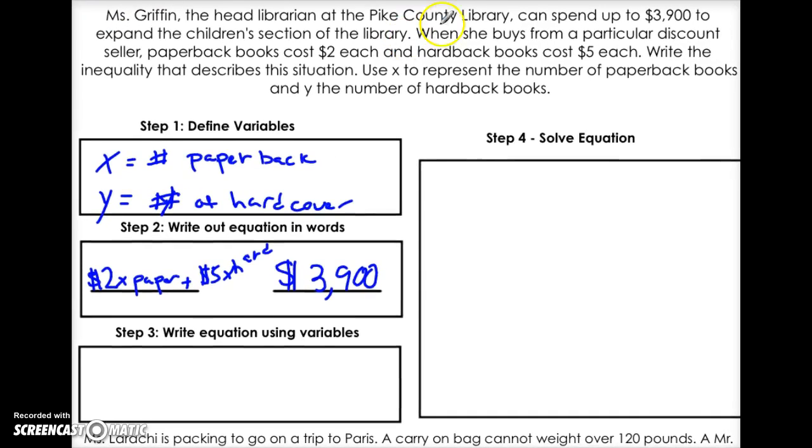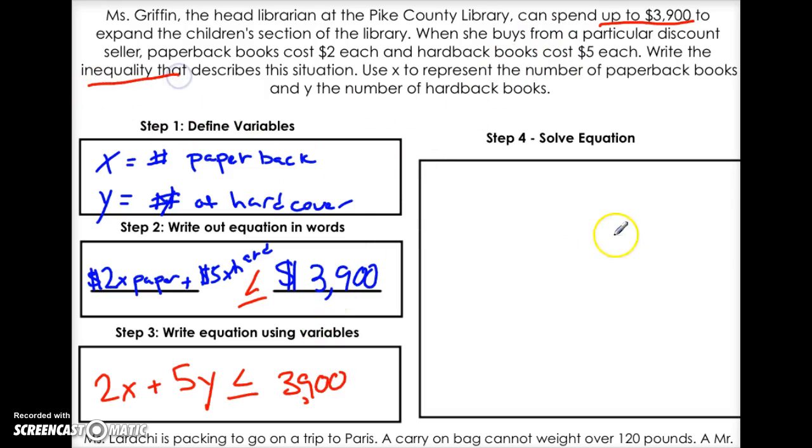Sorry about that. So we know that it has to be less than or equal to $3,900. We have to spend less than, right? Because we could spend up to $3,900. We can't spend more money than we have, so this has to be less than or equal to $3,900. Well, we know paperback books are X, and we know hardcover books are Y, and that is our inequality. Now, this question only asks us to write the inequality, so there's nothing to solve here. Sometimes you don't even need to do that part.